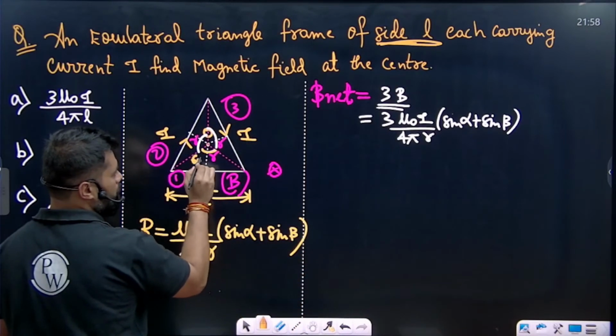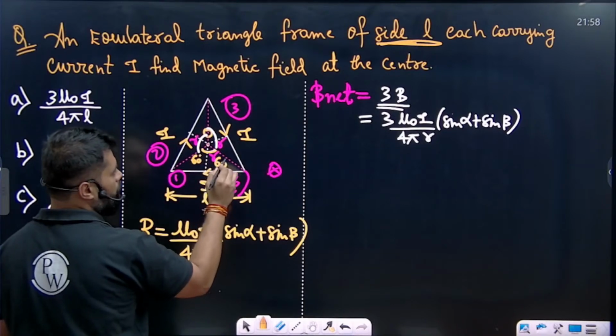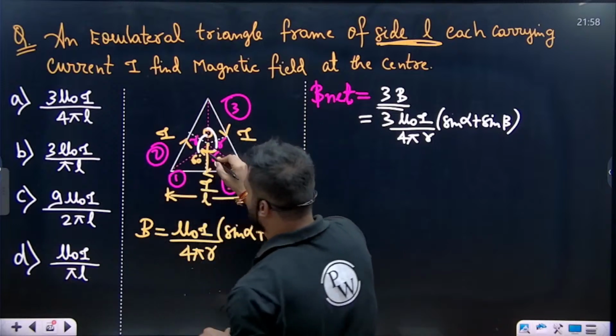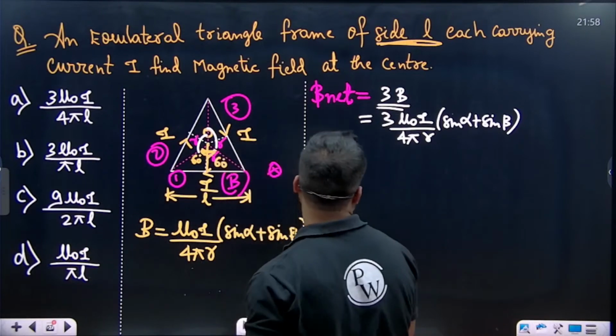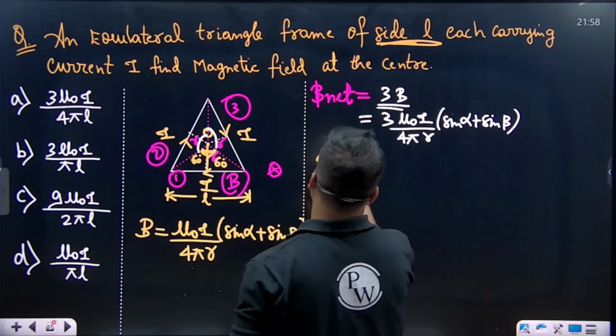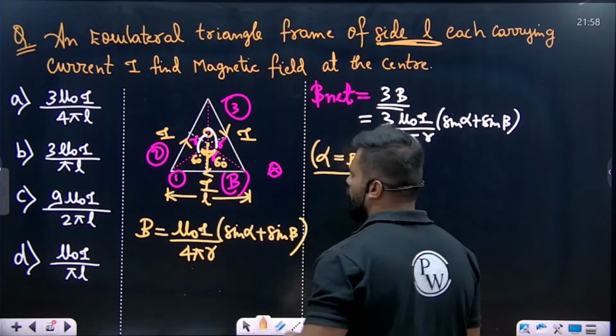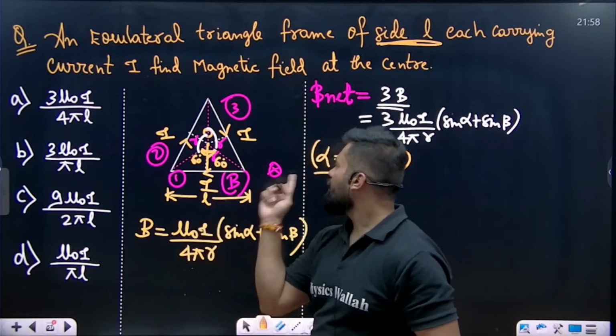So this angle will be what? 60 degrees, and this angle will also be 60 degrees. We are able to see that this angle is alpha and this angle is our beta. So the value of alpha is equal to beta, which is equal to what? 60 degrees. Okay, now what is our next task? We have to find the value of this R.